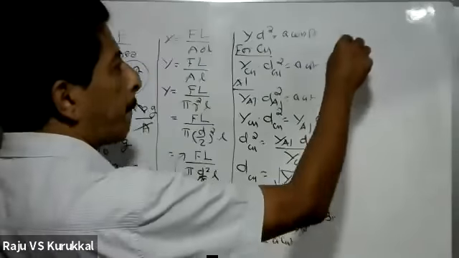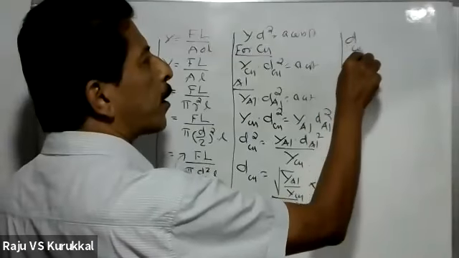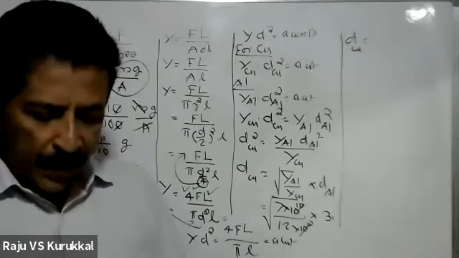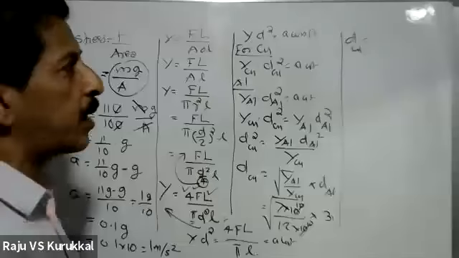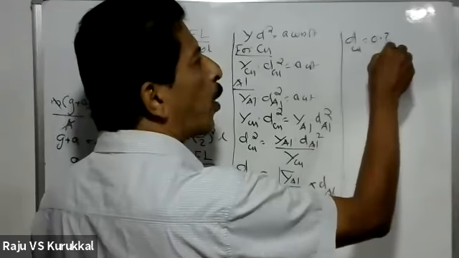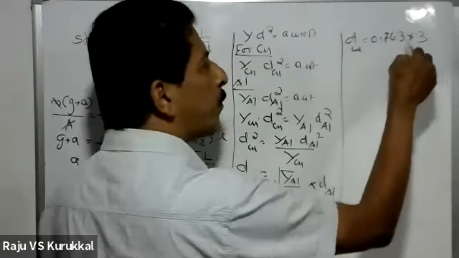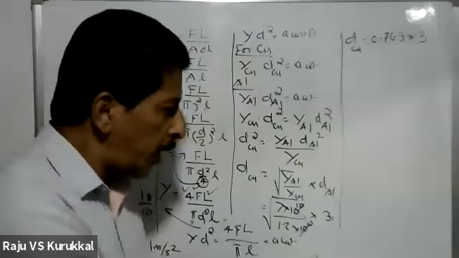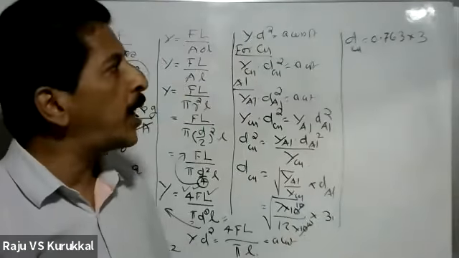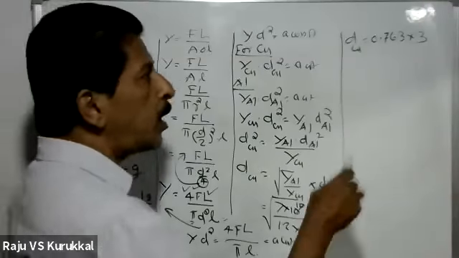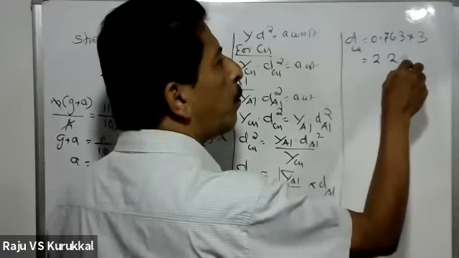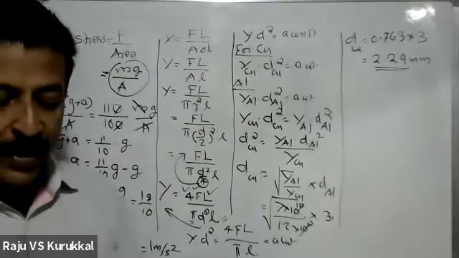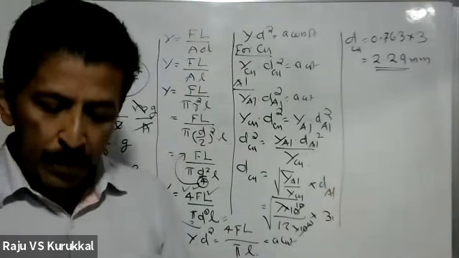7/12 root എടുക്കണം. അപ്പൊ diameter of copper is equal to root of 7/12. അത് calculate ചെയ്ത് നോക്കുക. It is approximately 0.763. The value is 0.763 into 3. Root of 7/12, that is 0.763 into diameter of aluminium into 3. Our final answer വരുന്നത് 2.29 millimeter എന്ന് വരും. Diameter of copper is 2.29 millimeter.